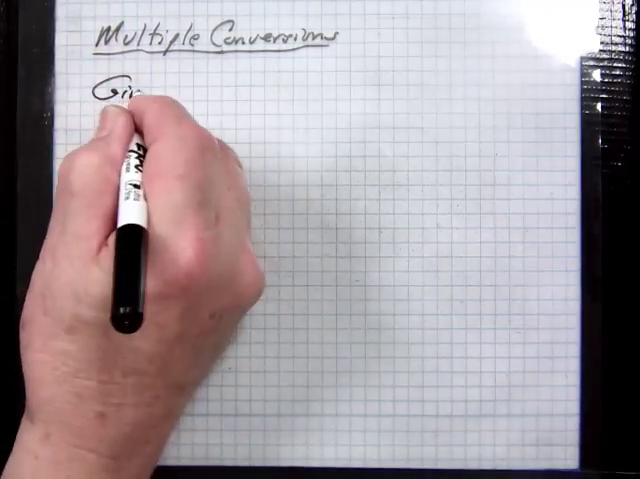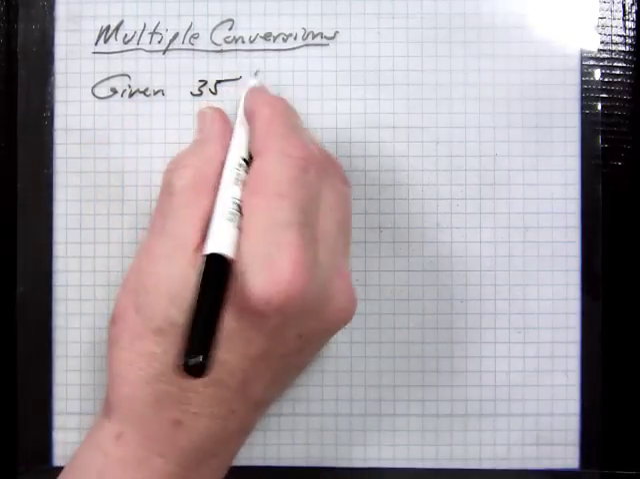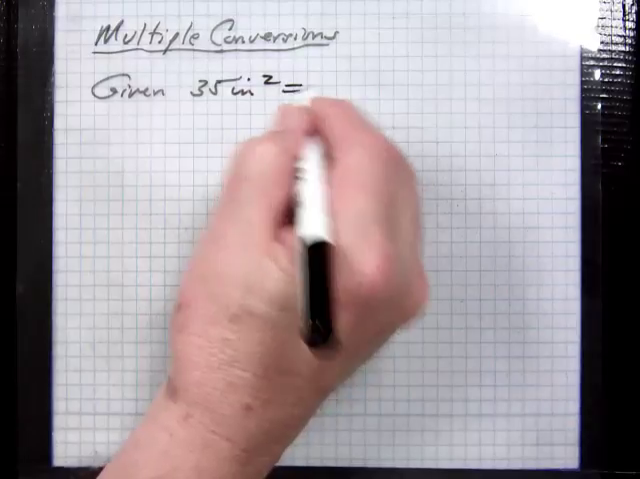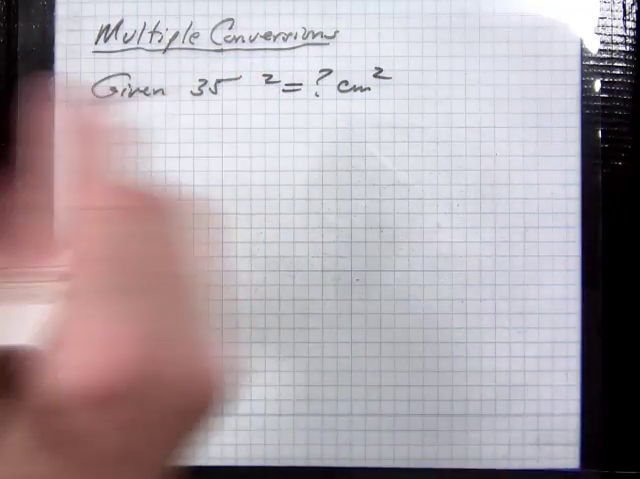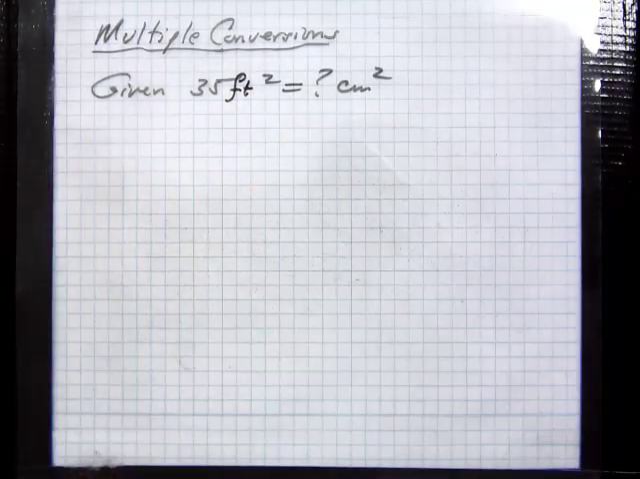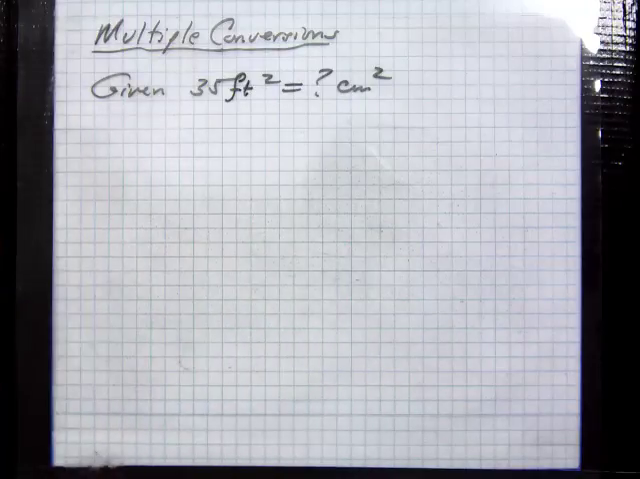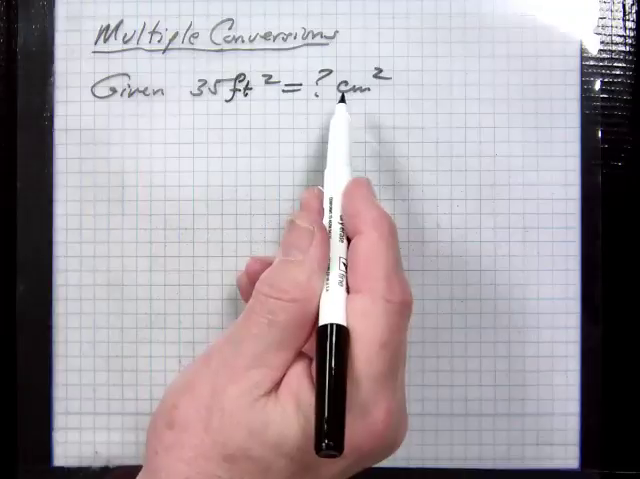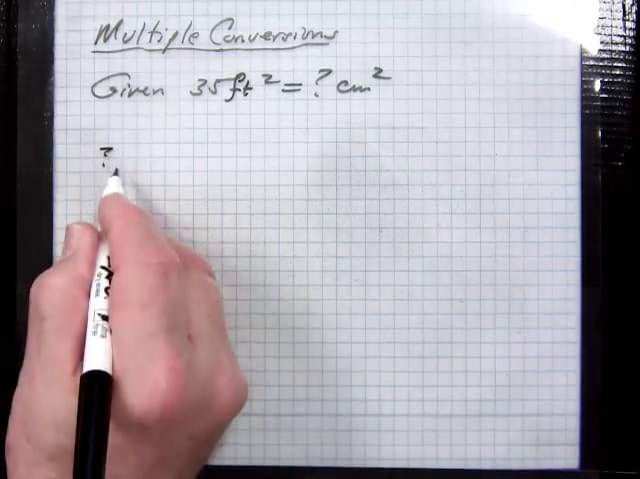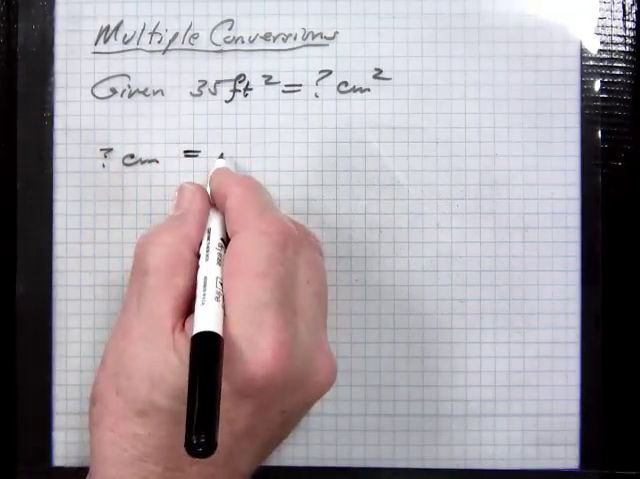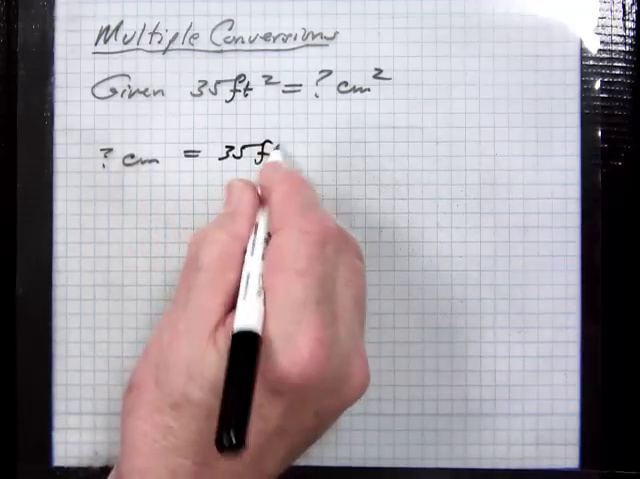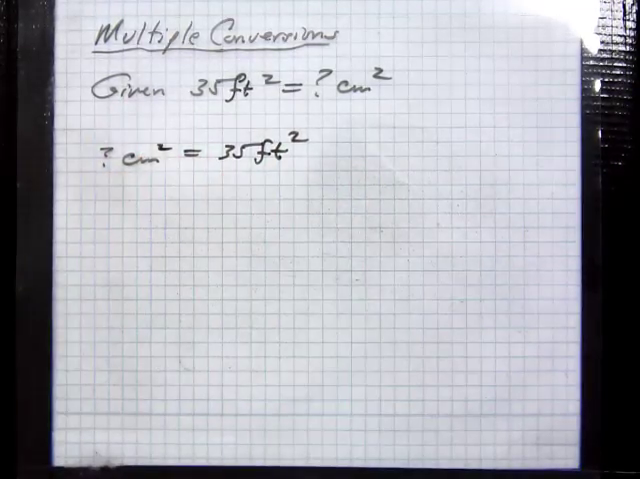Okay, let's say you're given 35 square inches, and what you want to know is that in square centimeters. Let's make it feet, I'm sorry, so we can throw in a couple of conversion factors. 35 square feet, and you need it in square centimeters. So we set it up as a simple conversion, like you're converting from feet to centimeters. I start out with how many centimeters, squared, is equal to 35 feet squared. I'll go ahead and put them in there. I'll show you what I'm going to get to.